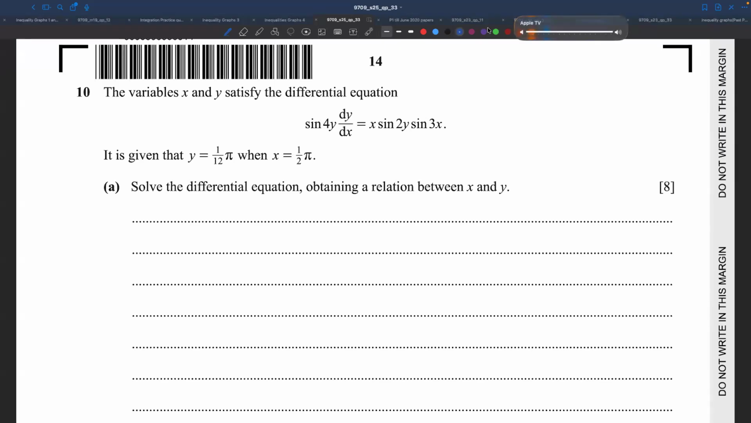In question number 10, it says that the variables x and y satisfy the differential equation. It is given that y is 1 upon 12 pi when x is equal to 1 upon 2 pi. Solve the differential equation. To solve it, the first thing we have learned is we'll bring the y terms together. So this is sine of 4y divided by sine of 2y dy is equal to x sine of 3x dx.